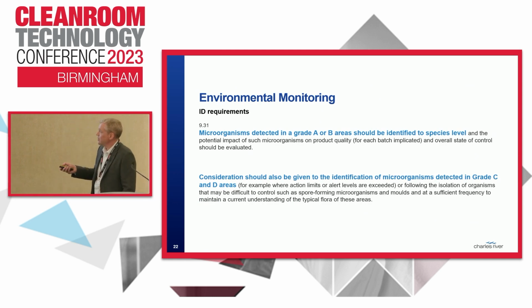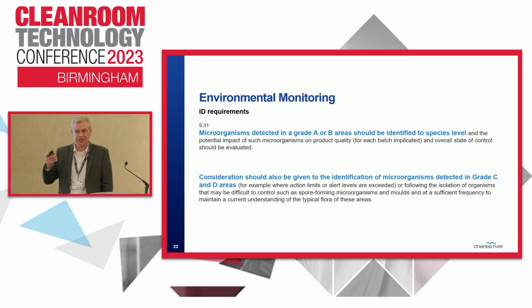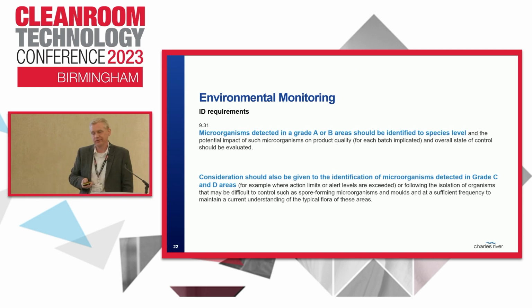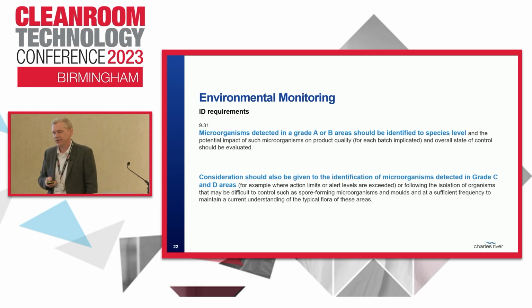Very clearly, in section 9.31, anything detected in grades A or B areas should be identified to species level. So that's really straightforward. Okay? If you've got an ID system that gives genus-only results or low-confidence results, how do you get to species level? It also says the potential impact of such microorganisms on product quality and overall state of control should be evaluated. So your ID needs to be accurate.